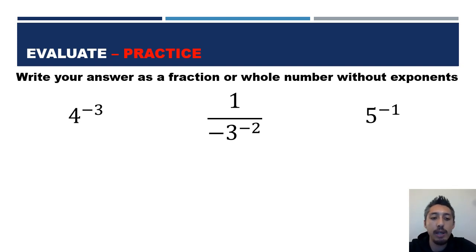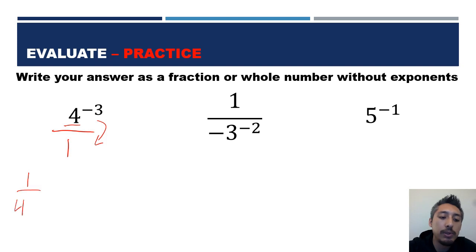For the first problem, we have 4 to the power of -3. Again, when we're evaluating, we could do that if we have a positive exponent. So let's get rid of that negative. Let's make it into a positive. We're going to start off by making this into a fraction. We know that this negative exponent is attached to the 4, so let's move everything to the denominator. Here we have 1 over 4 to the power of 3, which is the same thing as saying 1 over 4 times 4 times 4.